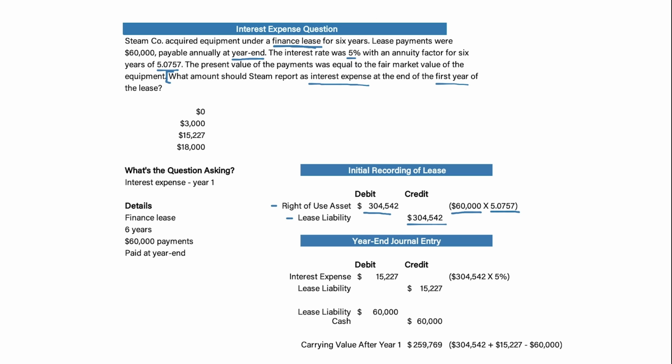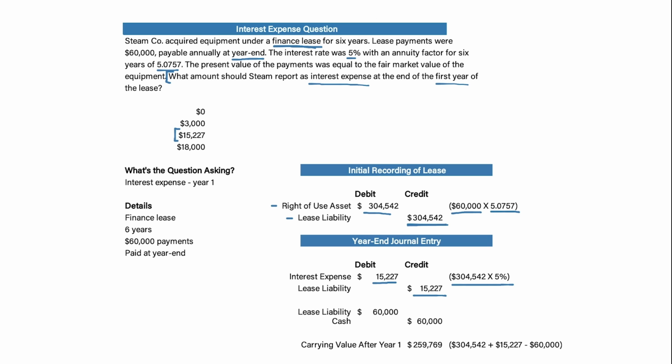And the question is asking about the interest expense. So interest expense is equal to the carrying value of the lease liability times the interest rate. So in this case, it's going to be $304,542 times 5%. And that is our interest expense. This is how much our lease liability is increasing for the year, because we're trying to reverse out the present value calculation of the initial present value of the lease liability. And then we're also making this payment of $60,000, which decreases the lease liability.